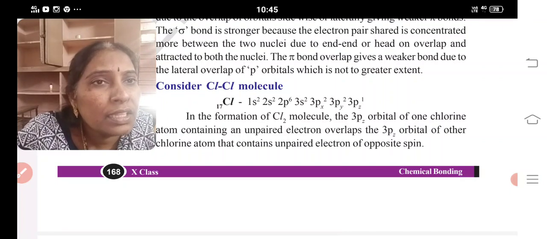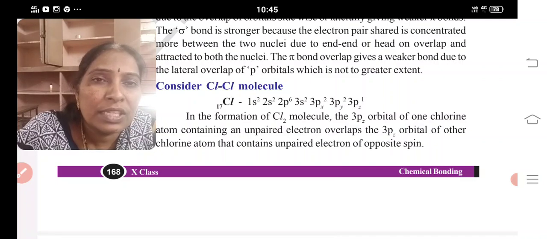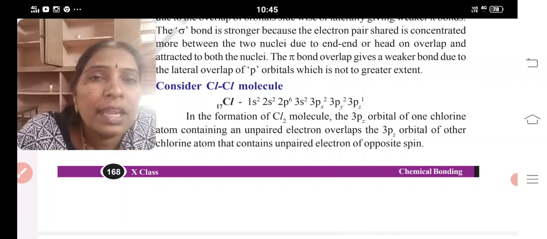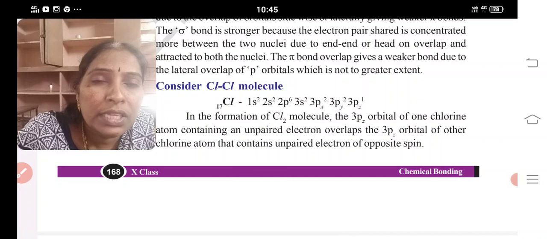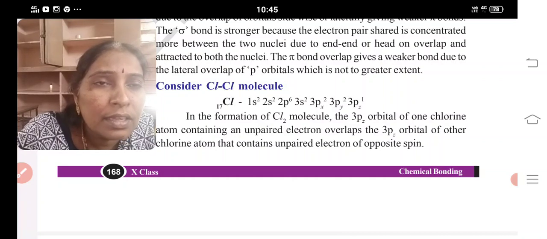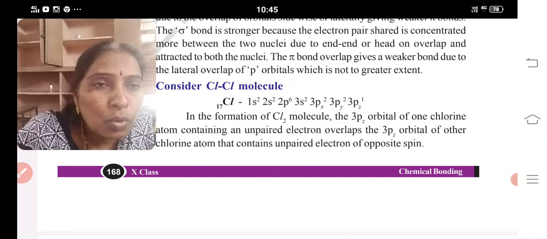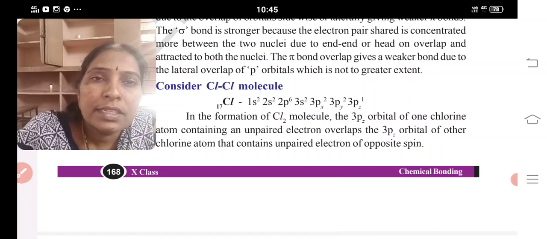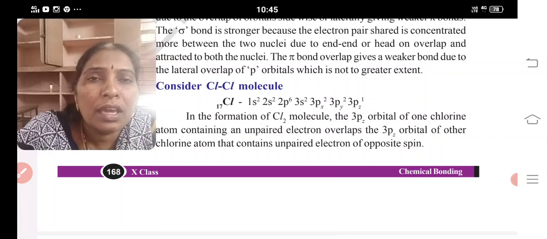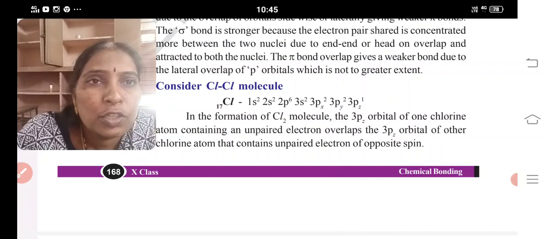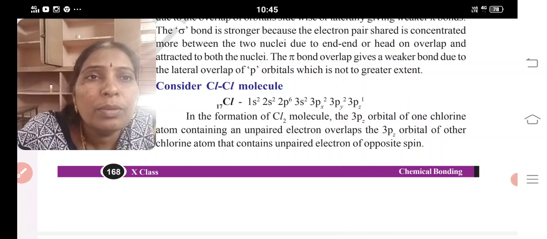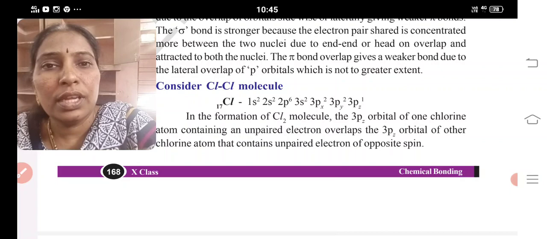So how many are there in the outermost? 2 plus 2 is 4, 4 plus 2 is 6, 6 plus 1 is 7. So in those 7 electrons, 1 is unpaired. Each chlorine has one unpaired electron. Chlorine forms a bond by sharing the electron in a p orbital. If it is shared end to end, the bond formed is called a sigma bond, and the bond will be stronger. I will show how it is.